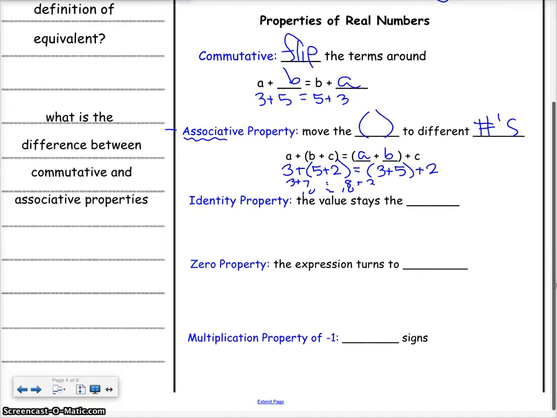Identity property, the value stays the same. That means 3 plus 0 is 3. Notice 3 stayed the same. That means 14 times 1 equals 14. The value stayed the same. So you have addition and multiplication.